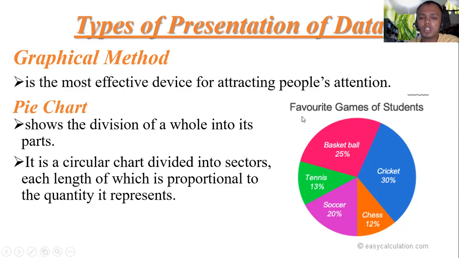So dito, sa example to, favorite games of students, madali natin makita, no? Meron tayo ditong sa cricket, 30%. So ibig sabihin, cricket yung most played game or the most favorite games of students. Then yung least favorite games naman is yung chess. Okay, so madali natin ma-interpret.